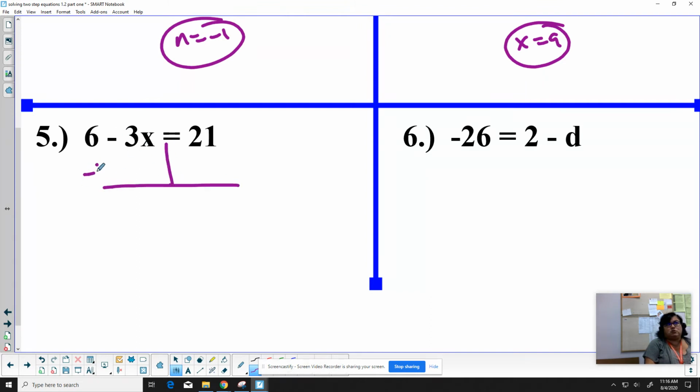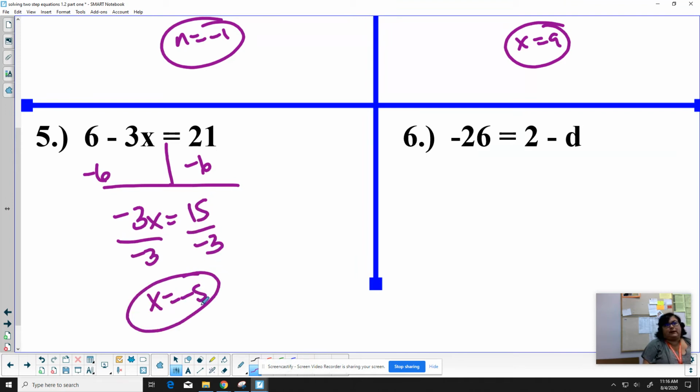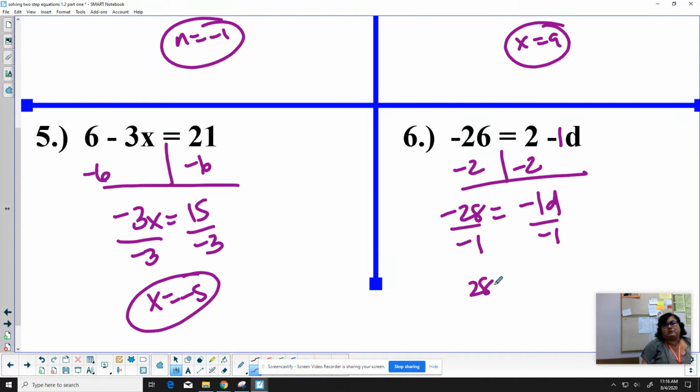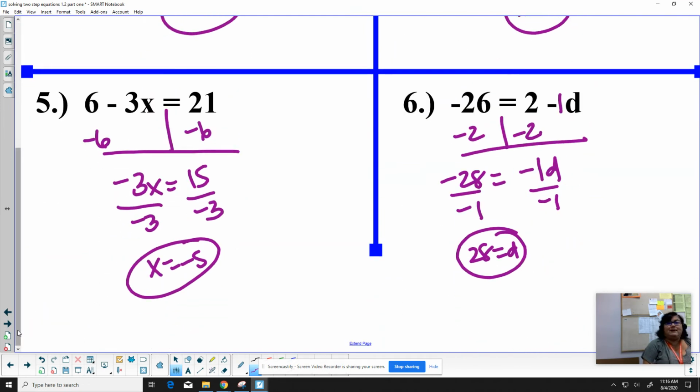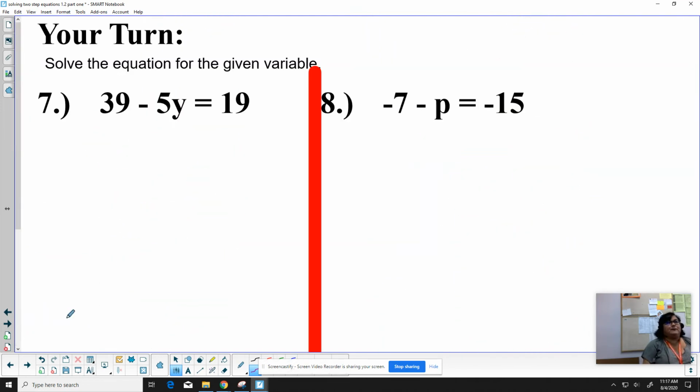So here I would subtract 6 and divide by negative 3. Get negative 5. And on the last one, there's an imaginary 1 there. It's an implied 1. So first step would be to subtract 2. And then divide by negative 1, which is just going to change the sign. So I hope if you tried any of the 4 that you got it right. Good job. If you did, give yourself a big old pat on the back.